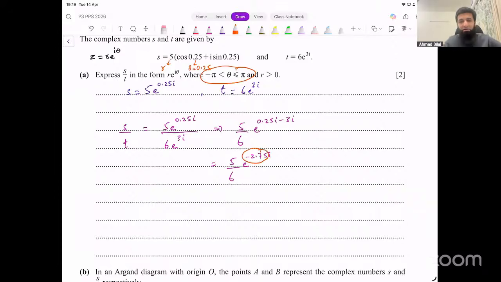Now you can check if this argument is in the interval that is given, minus 2.75. It is within that interval, right? Minus pi is minus 3.14. So this does fall in that interval. So this is your final result then. Okay. So the first part was fairly straightforward. This is all that we had to do in this. Let's look at the next one.